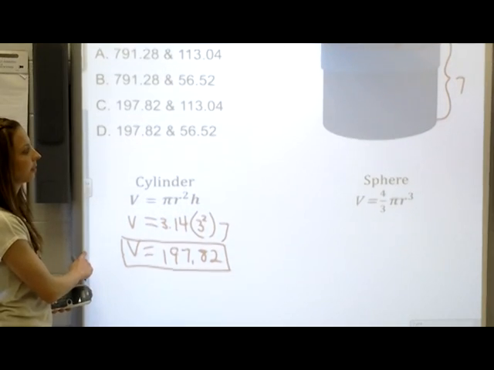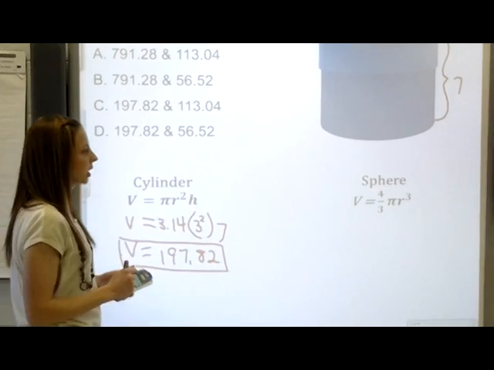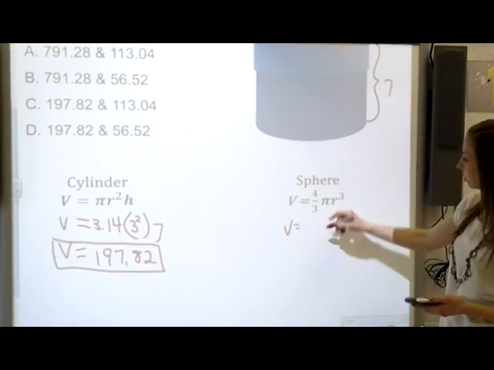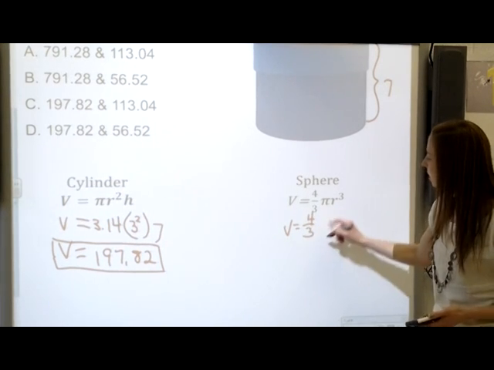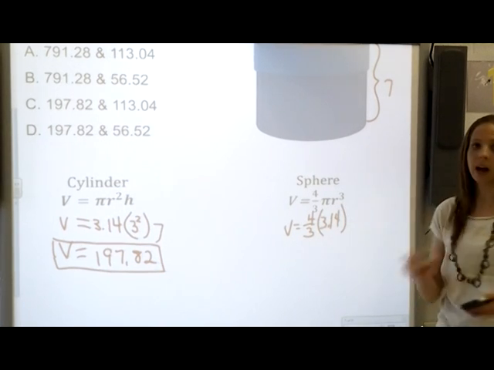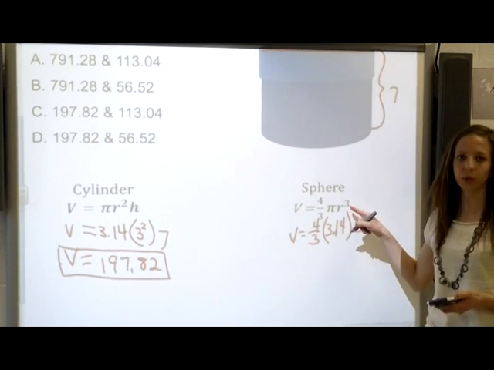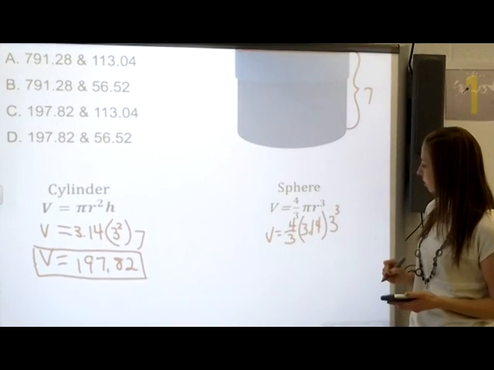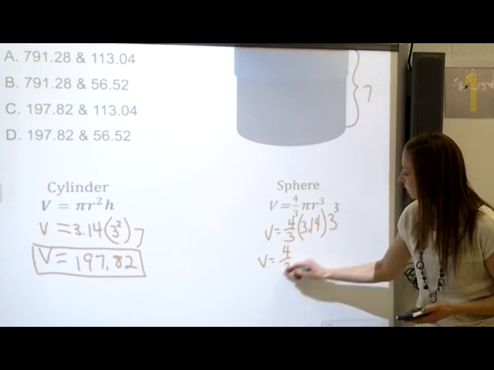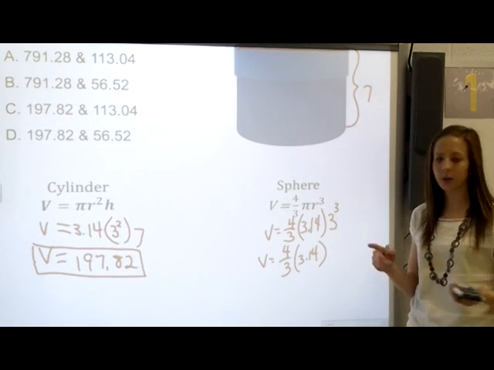Now we also need to find the volume of the sphere, the cap. Okay? So if we look at this equation, we have volume is equal to 4 over 3 times pi, which is 3.14, times, again, our radius, which is going to be 3, and this time we're raising it to the 3rd power. Okay? So, again, we'll do 4/3 times 3.14, and 3 to the 3rd power is 27.